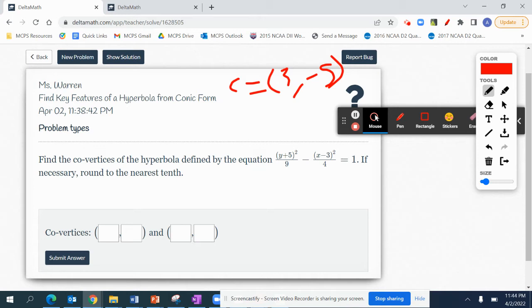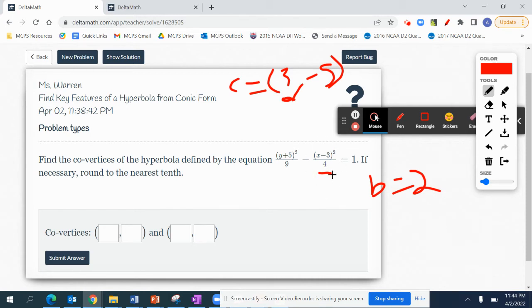And we are asked to find the covertices. So that will be based on my b value. And so I'm looking right here. That must mean that b is 2, like the square root of 4. And so I'm going to have to add and subtract that distance of 2 to one of my coordinates here. Now, since this 2 is associated with the x term, I know it's the x value right here that I'm going to have to add or subtract to. That's the easiest way to think about it, I think.